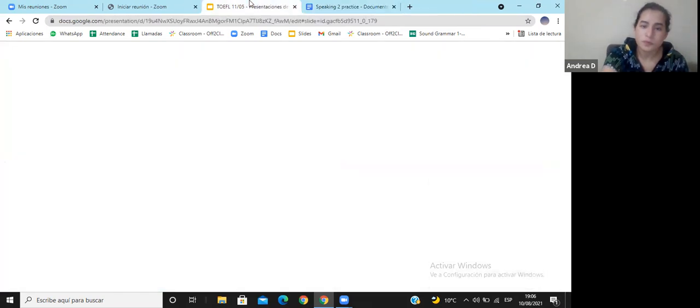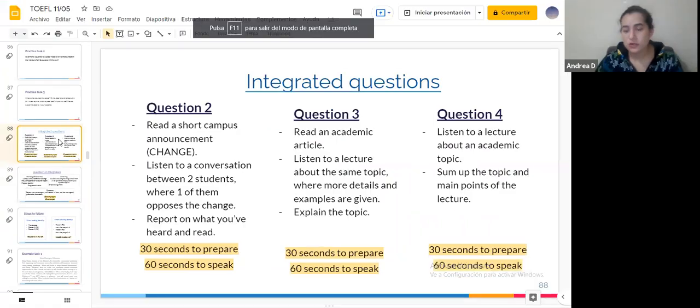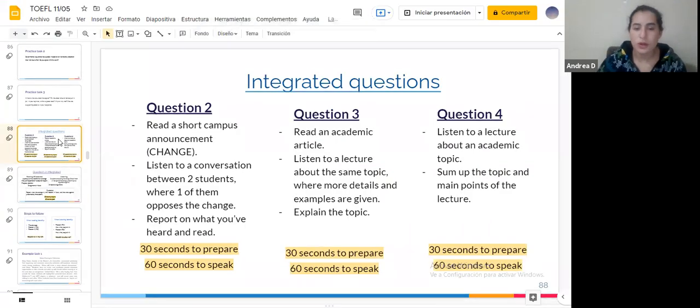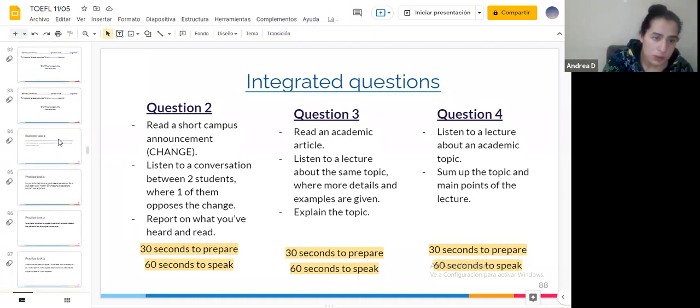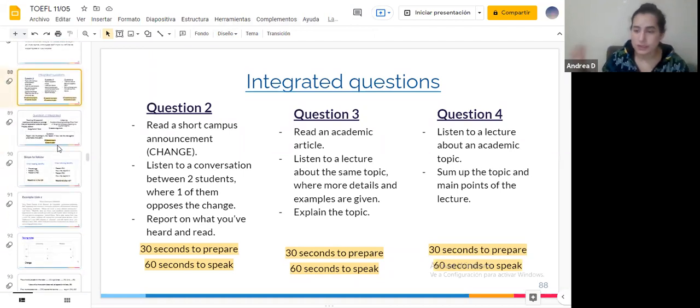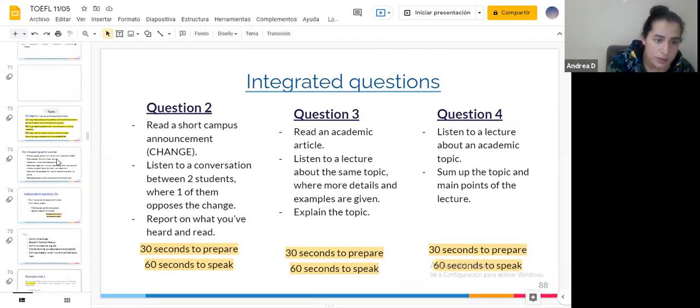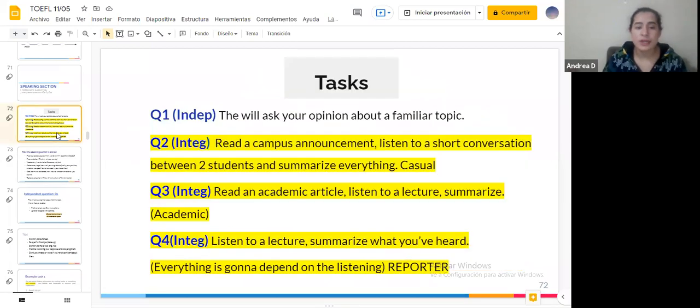All right. So today we're going to be working on the speaking section. We have actually started this already, but we're going to move on to a different task. Just remember that in the speaking section, if you don't know, you have 4 tasks, right? So there are 4 questions in the section. Let me show you this in my slides. The first one is the independent question, and the other ones are all integrated questions.